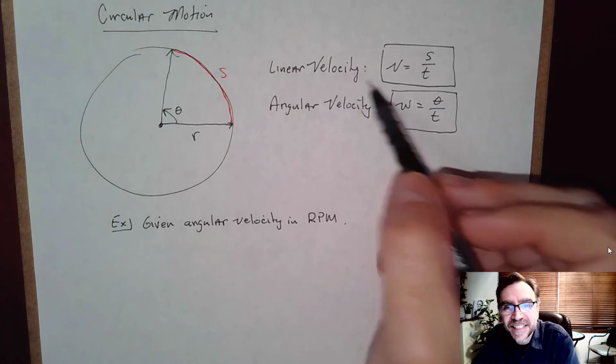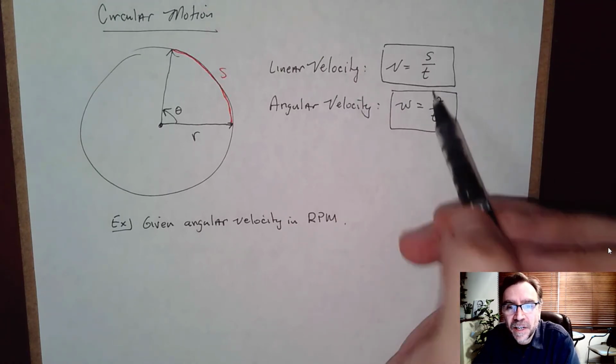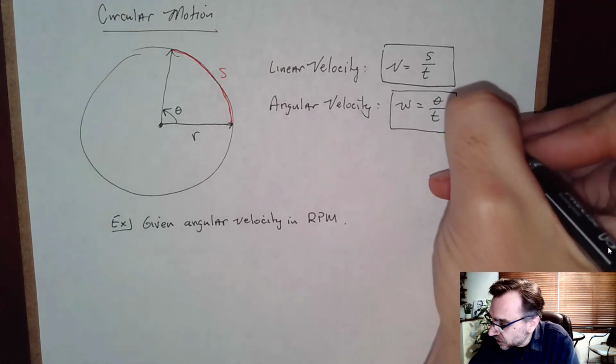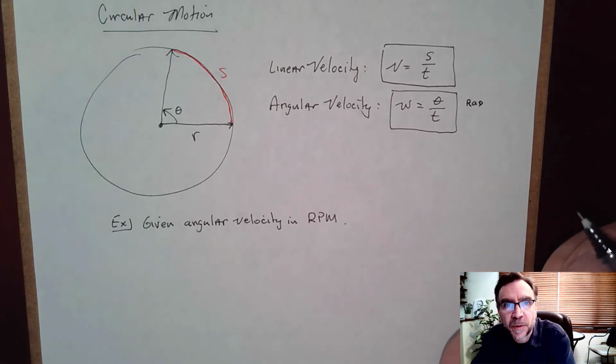But here we have a recap. Linear velocity is how far you can go along the arc S over time. And angular velocity is how many radians you can sweep in so much time. Now be careful, we do need radians for these formulas to work.